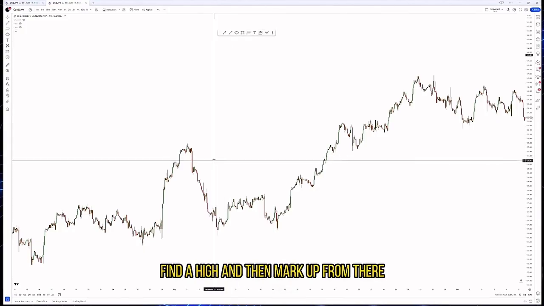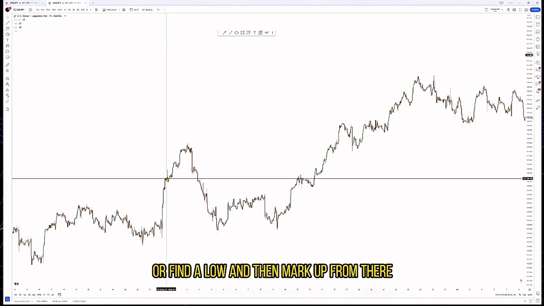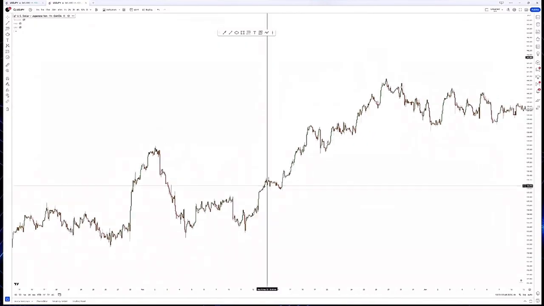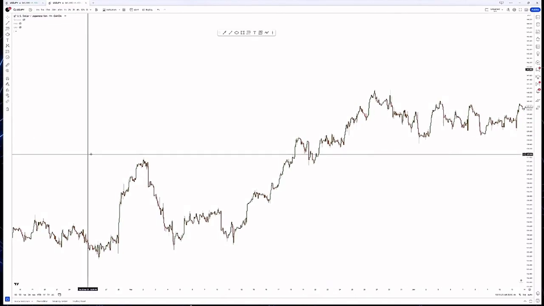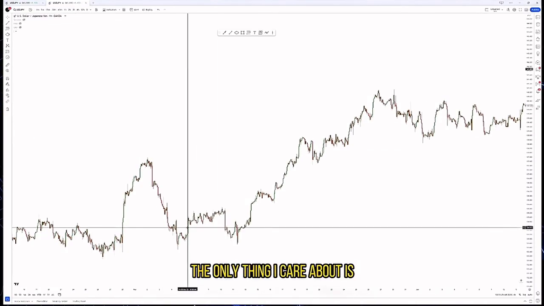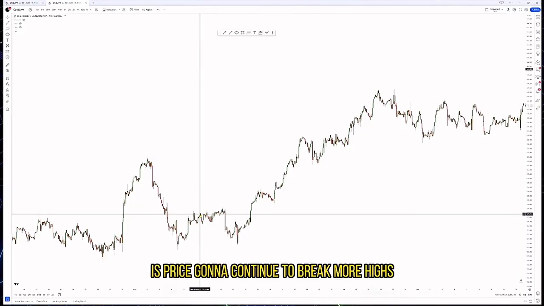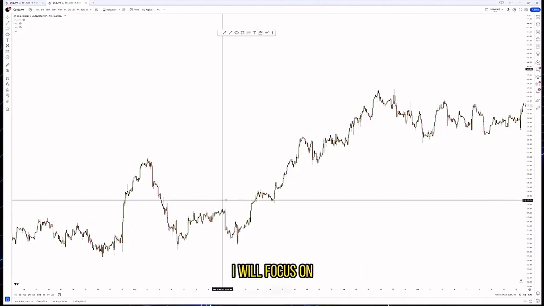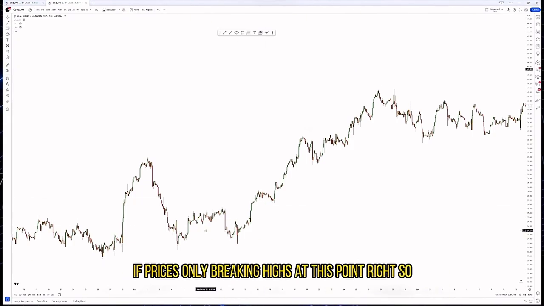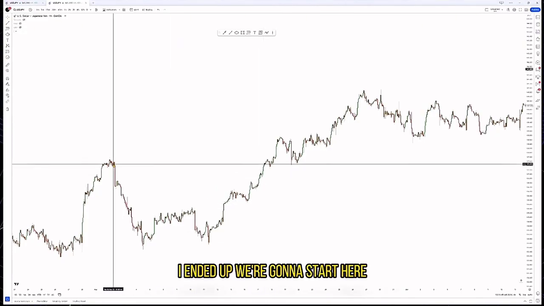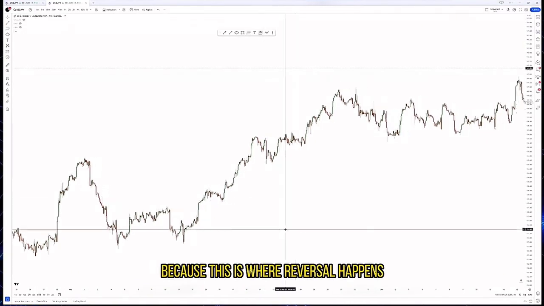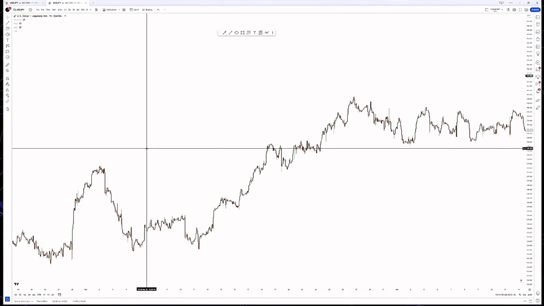Find your latest high, find a high and then mark up from there, or find a low and then mark up from there. Now, me personally, since I can see that it's an uptrend, I'm only going to focus on highs, because when price is on an uptrend, the only thing I care about is whether price is going to continue to break more highs. And when I'm selling, is price going to continue to break lows? So in this scenario, I will focus on whether price is only breaking highs at this point, right? So we're going to start here, because this is where reversal happens and then price starts to go up.